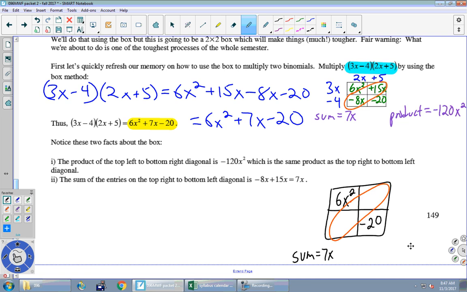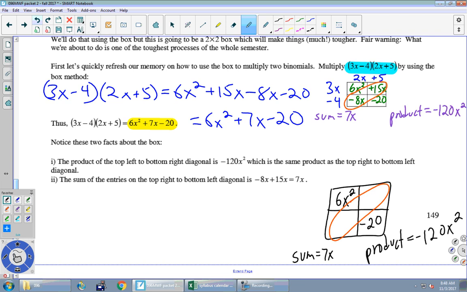And so what that means is that even though we don't know what the 2 things are in the blanks, I do know what the product of those 2 things is supposed to be because the product on that diagonal is going to be the same as the product on the other diagonal. So even without knowing what goes in the blanks, I can write down over here that the product on the diagonal that I know is negative 120x squared, yeah? 6x squared times negative 20. And so now I can play detective to figure out what goes in those parentheses. What goes in the 2 blanks.